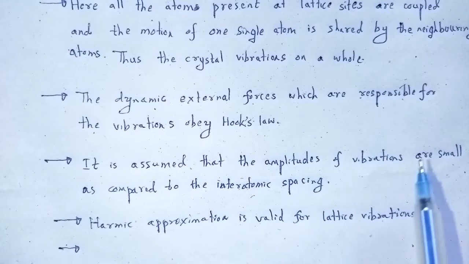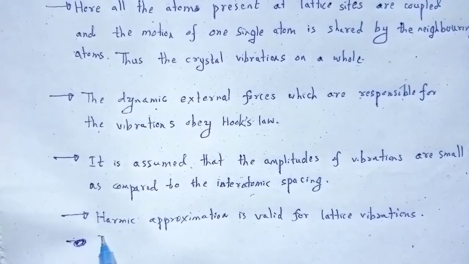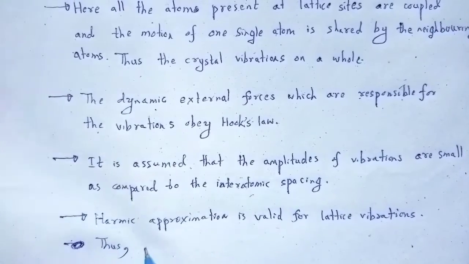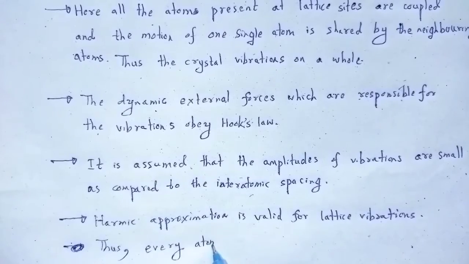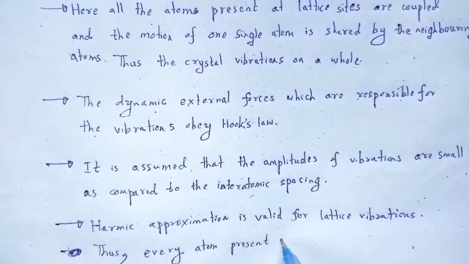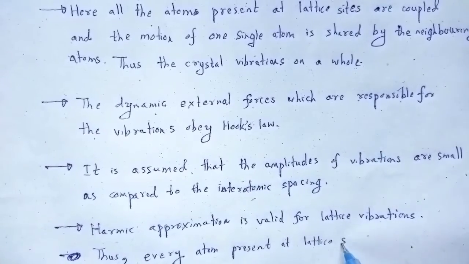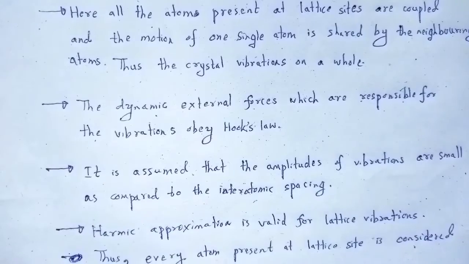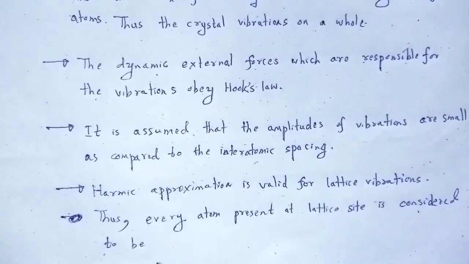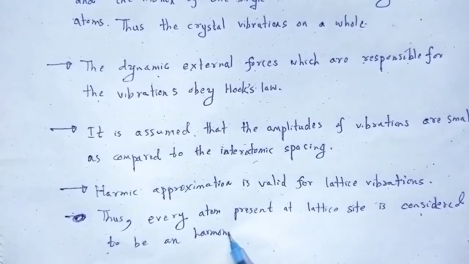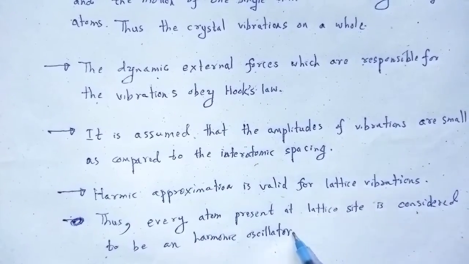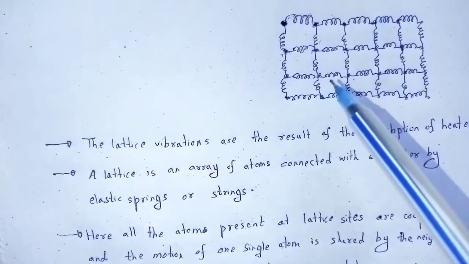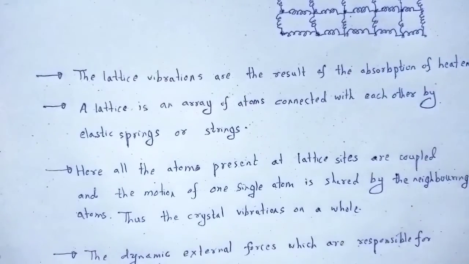Harmonic approximation is also valid for that. Due to that, every atom present at a lattice site is considered to be a harmonic oscillator. Each of these atoms acts as a harmonic oscillator.